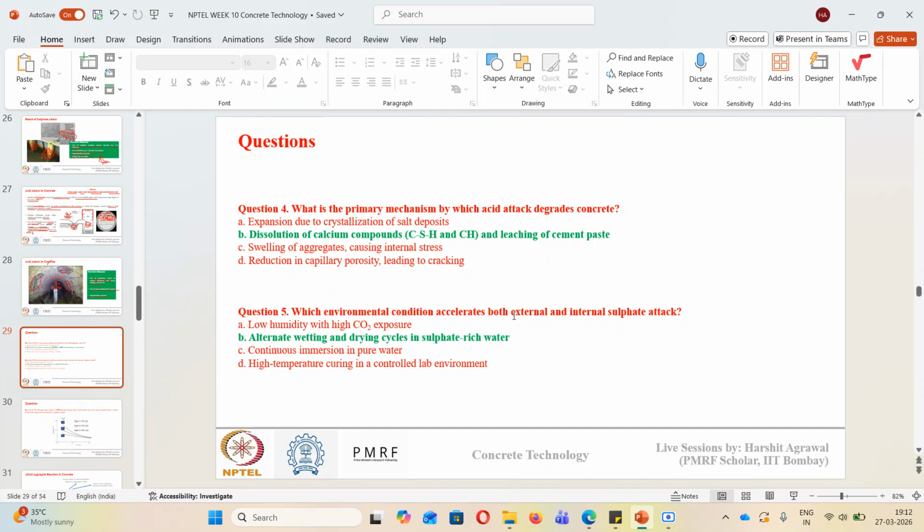It will accelerate external and internal sulfate attack, maybe because of drying cycles, where enough oxygen is allowed inside the concrete, which will contribute to internal sulfate attack also.